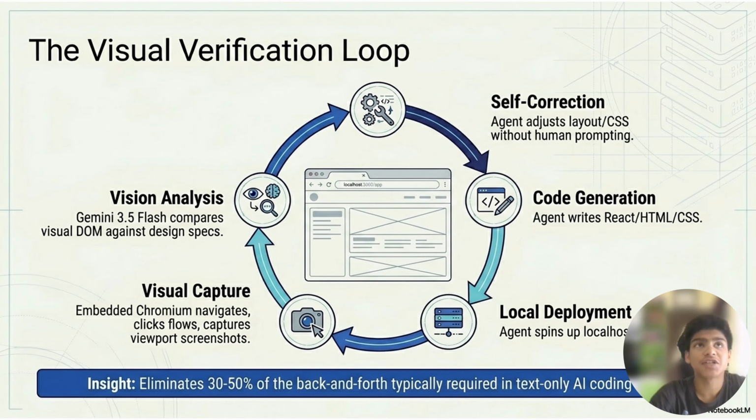Now Gemini 3.5 Flash is the best model I can say, because it is very fast, like 12 times faster than the Google models that are there. And you get up to four models for free in the Pro plan of it. So in Gemini 3.5 Flash, it compares the visual DOM against the design specs. After that, it self-corrects itself, and this whole loop revolves again until the whole thing is processed.